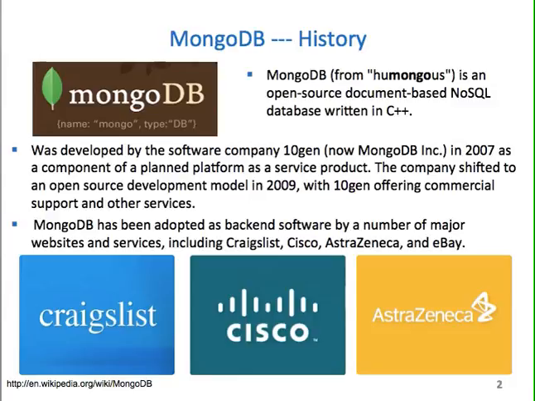MongoDB is an open source document-based NoSQL database. It is written in C++. It was developed by the software company 10gen in 2007, and this company offers commercial support and other services for MongoDB. MongoDB has been adopted by a number of major websites and services, including Craigslist, Cisco, AstraZeneca, and eBay.